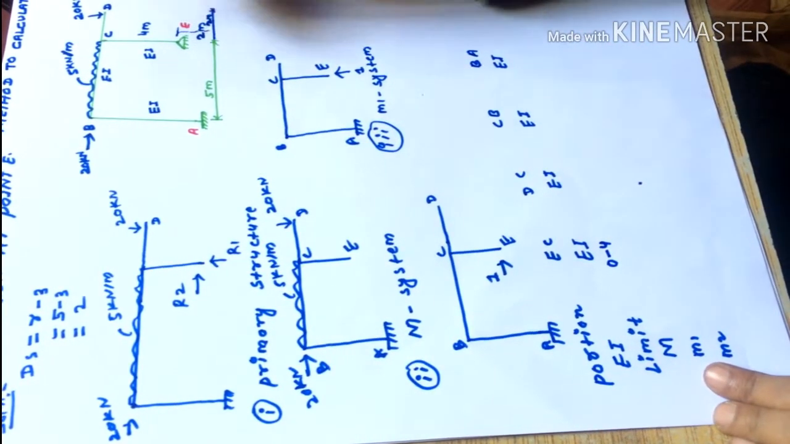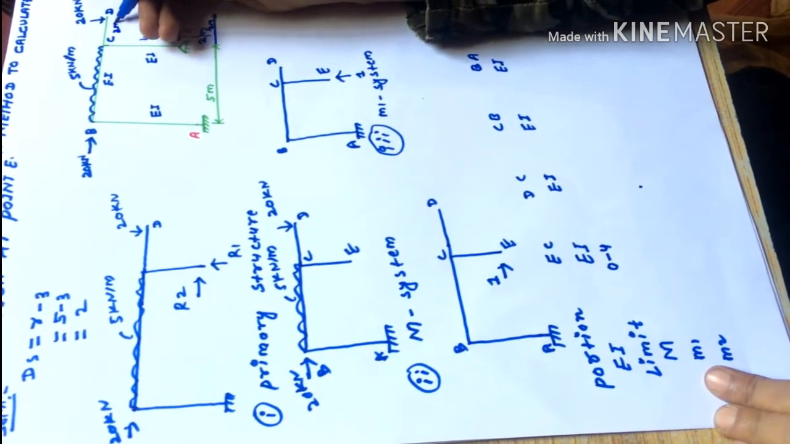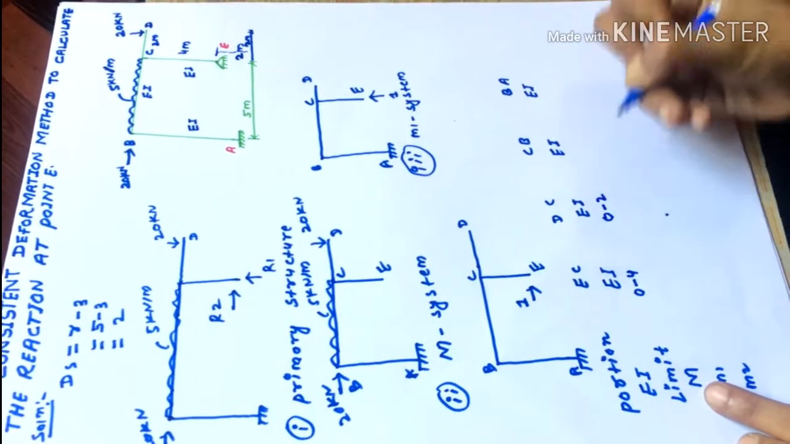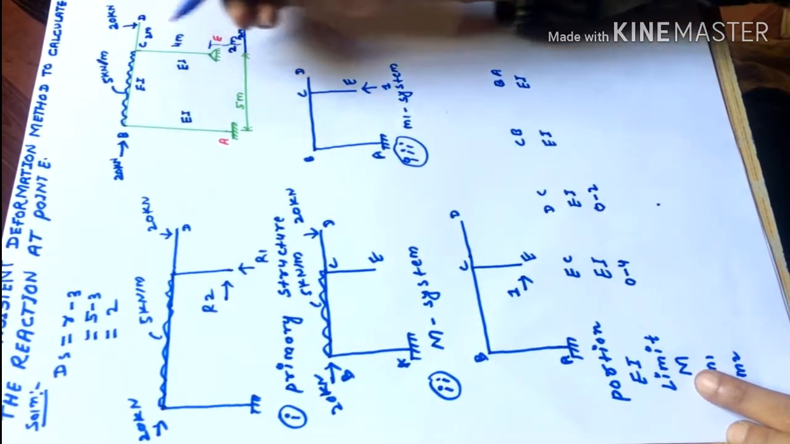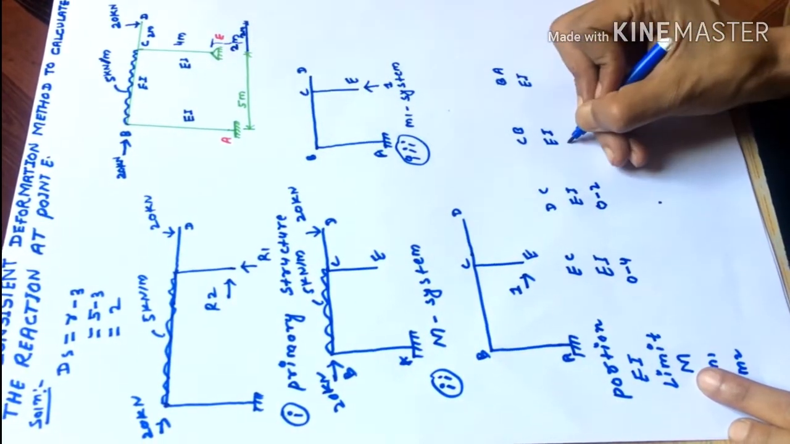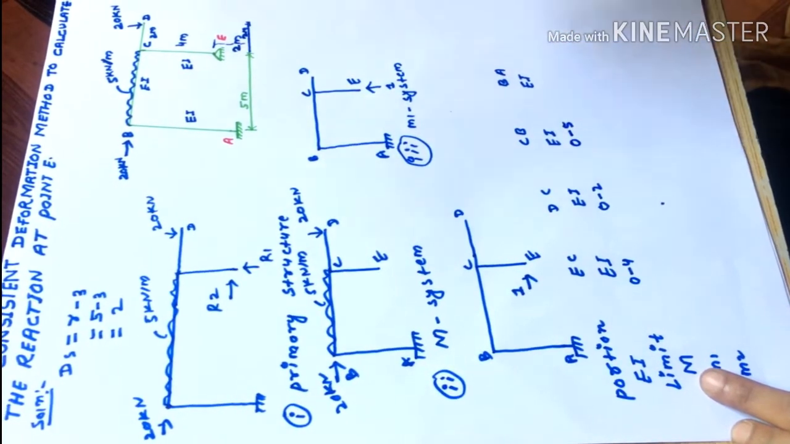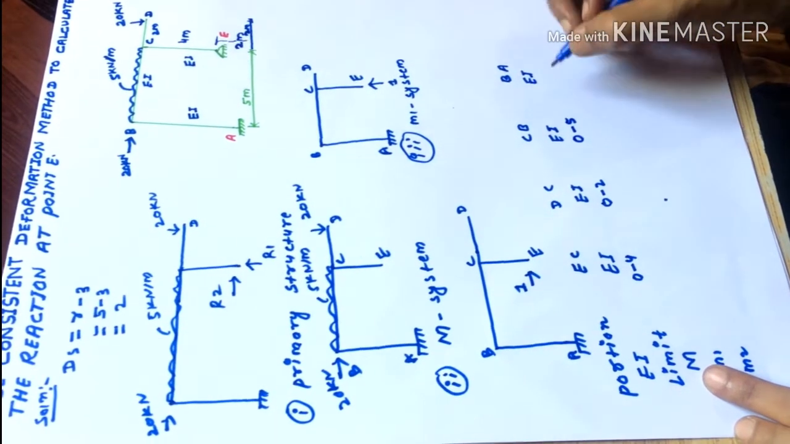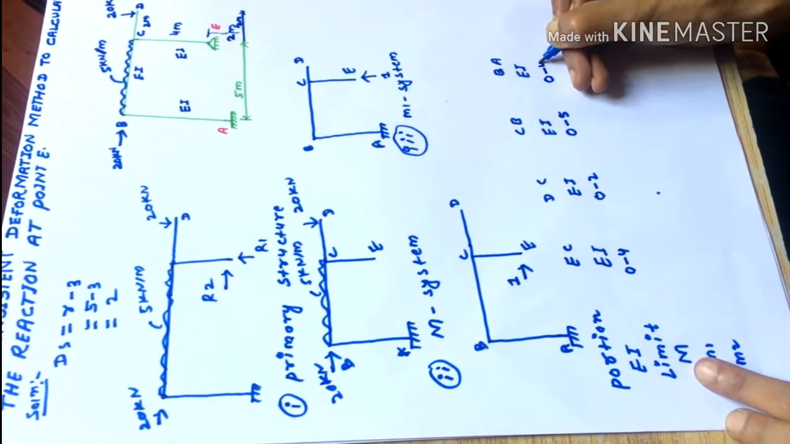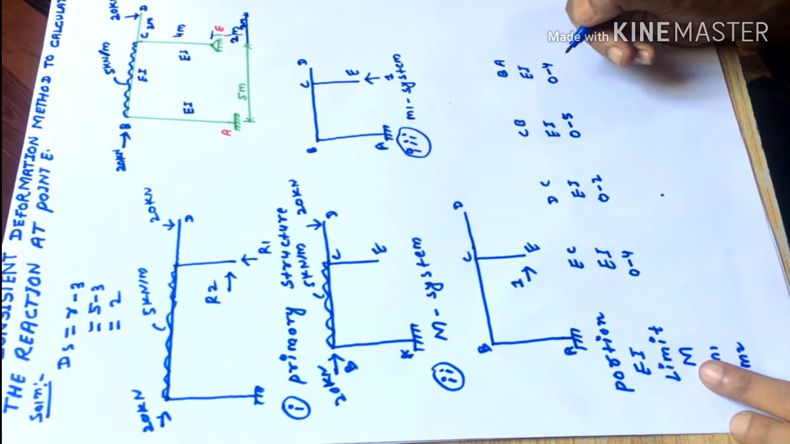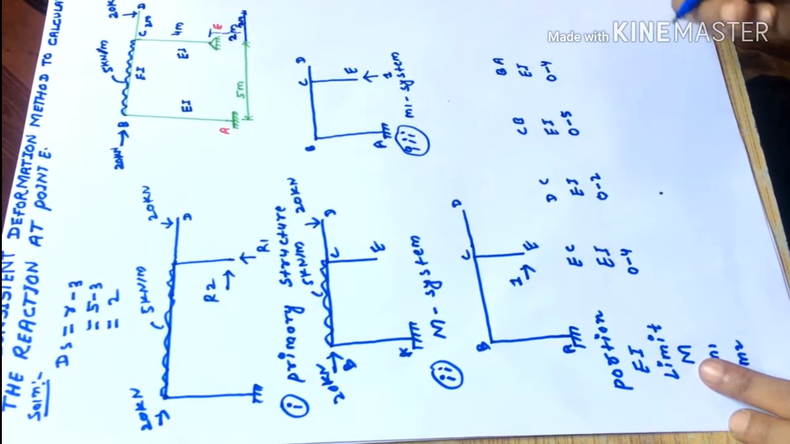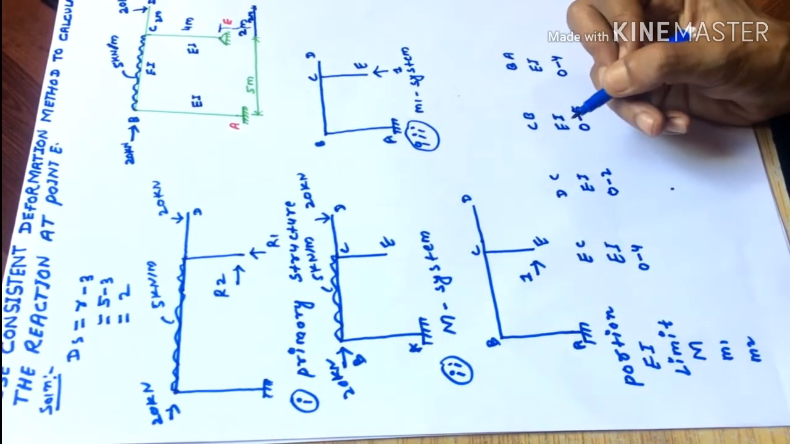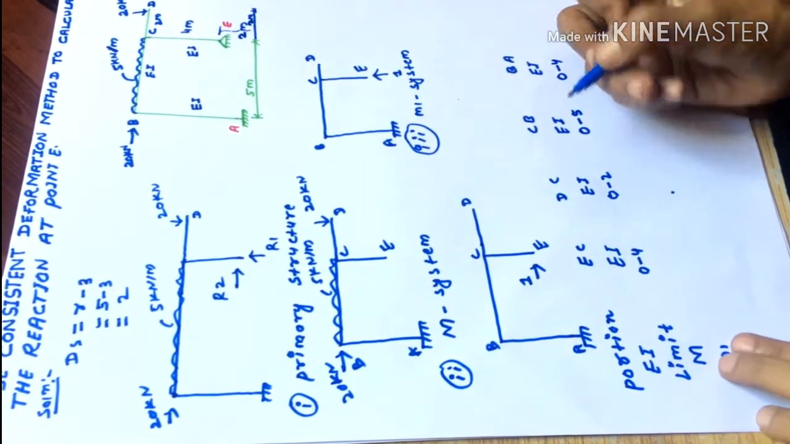For portion DC, in the figure we can see 2 meter, so for portion DC our limit is 0 to 2 meter. Similarly for portion CB, our limit is 0 to 5. Similarly in portion BA our limit is 0 to 4. Now next, we have to calculate the M system, that is the moment due to external load only. So let us analyze this concept.